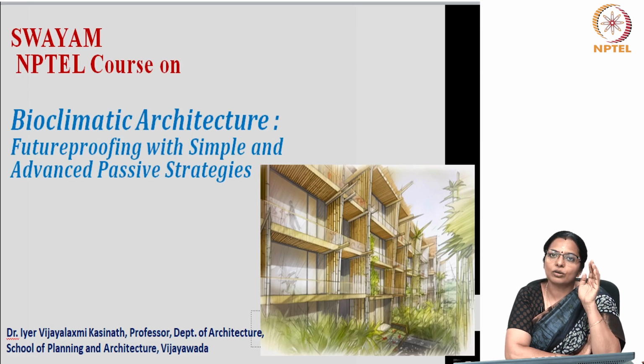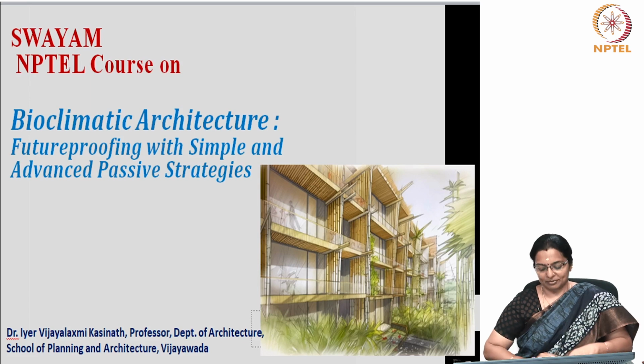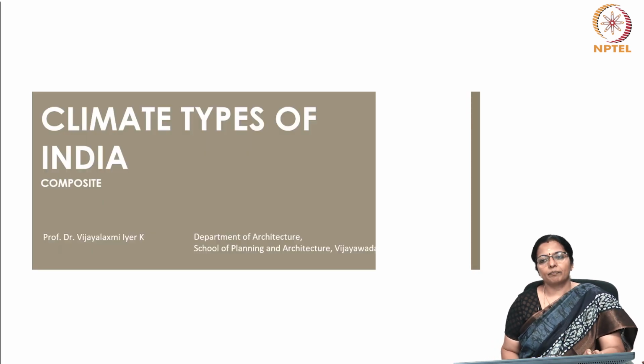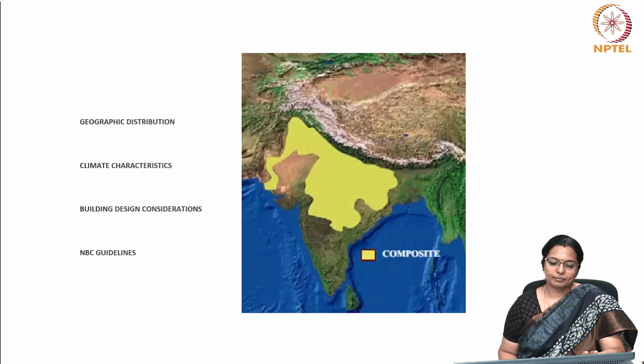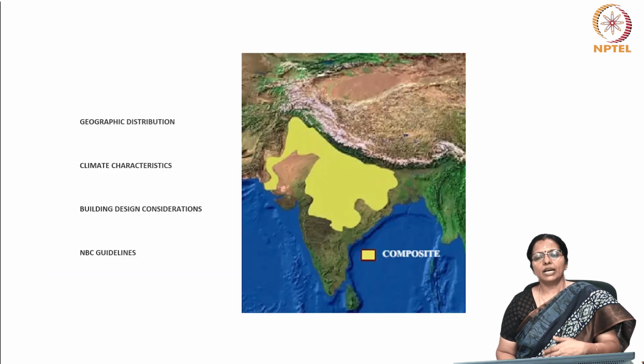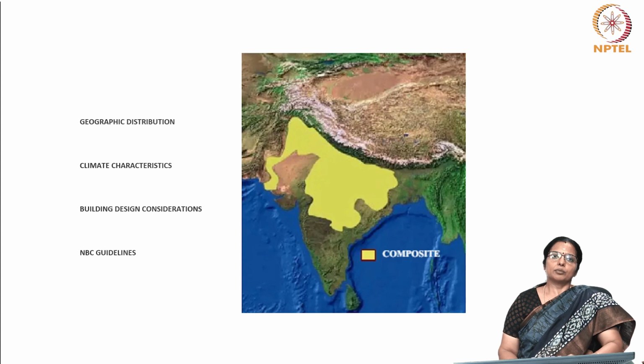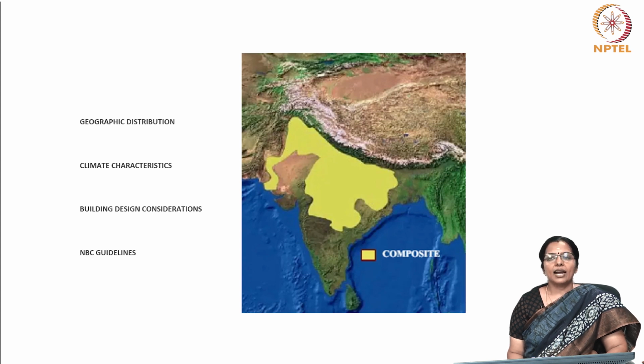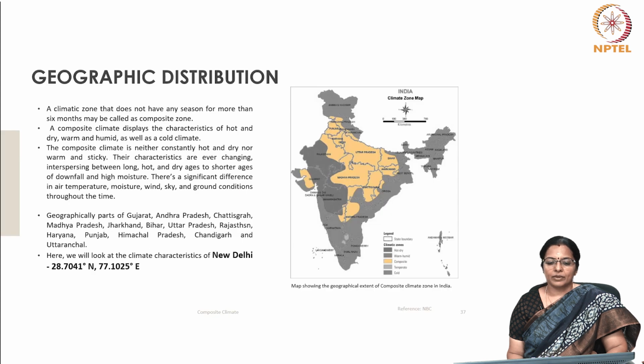Composite climate is always a challenge for any architect. You will see why. So today we will see the climate characteristics of a composite climate. We will have a look at the geographic distribution, what the climate characteristics comprise of, the building design considerations, and what NBC says about this climate type.